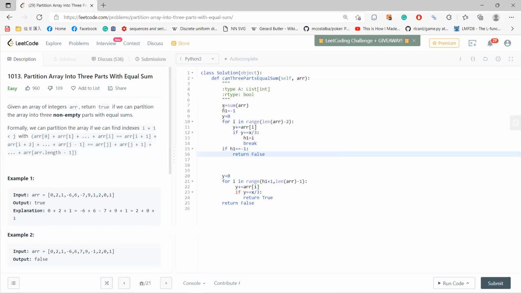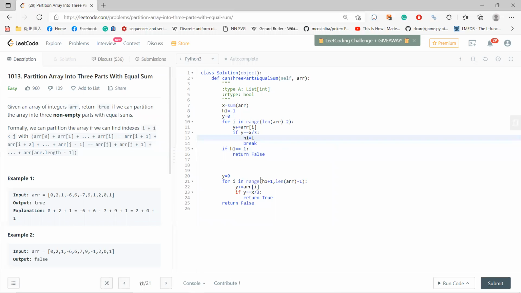So that means you just need to go through the array one time, right? You define x to be the sum, with the initial index being -1, and y to be 0. Then you go through and add to y. If you find that y equals x divided by 3, that means you found an answer, so you define i to be the index and break. If you iterate through the whole array but don't find anything whose sum is x divided by 3, then you should immediately return false.